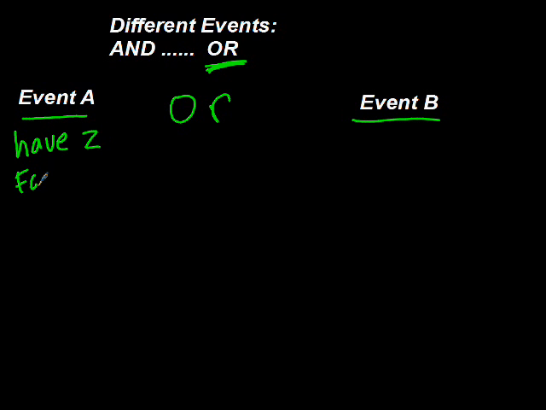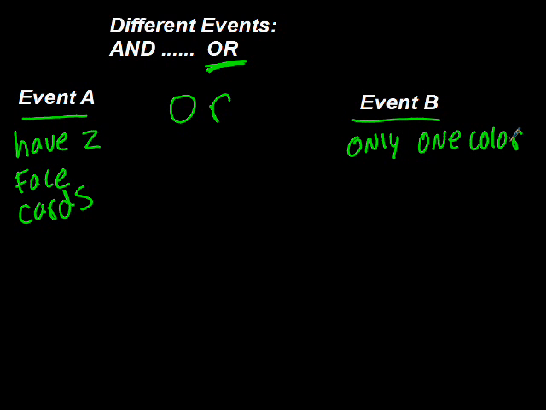Okay, let's jump into one more. We just dealt with "and," and let's deal with "or." If we have event A happening or event B happening. Let's say that I want to have 2 face cards. That's like jacks and queens and kings. And event B is the same thing as we had before, only one color. So we've already decided if we only want one color, that's going to be 2 choose 1, because I have 2 colors, and I've got to choose one color.